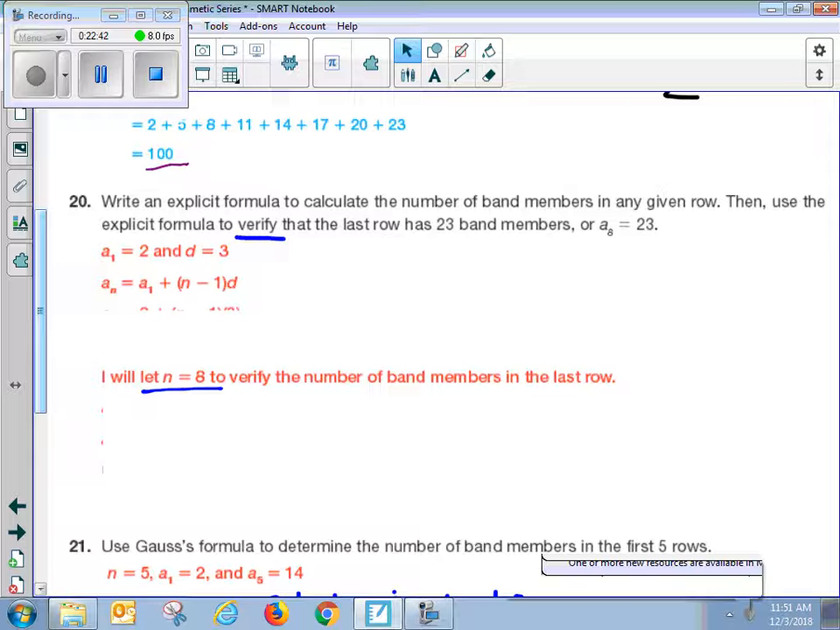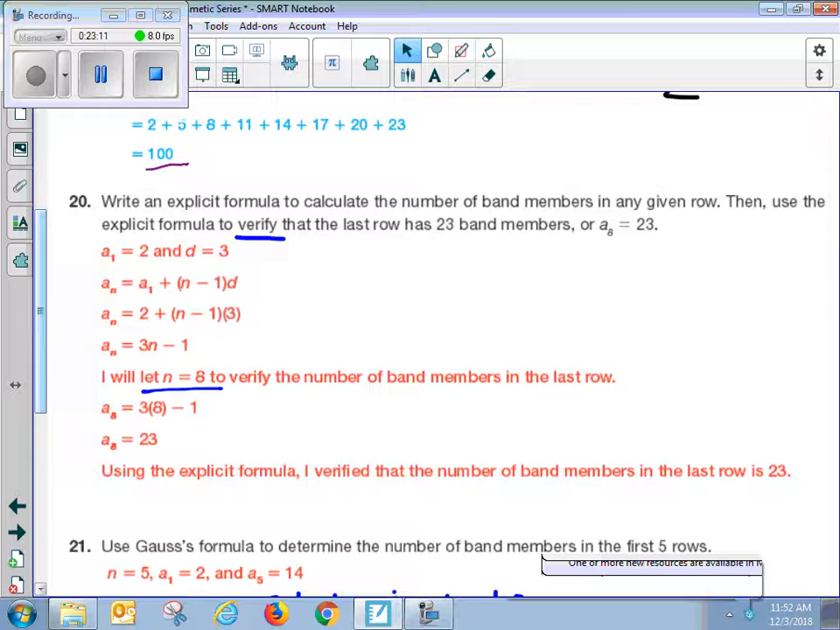So explicit formula, you need your A1 and your D. So into my formula from Friday, I'm going to replace the A1 and the D and simplify, and I get 3n minus 1. If n is 8, plug it in. Do the math. You can do it in your head. Tell me what you would get. 3 times 8, take away 1. Good. So I don't expect to see work there. I know you can process that in your head.